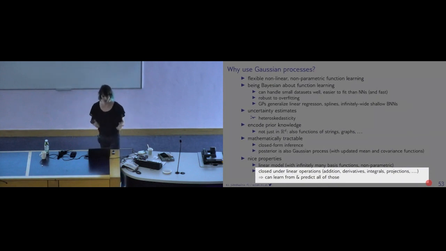Gaussian processes are closed under linear operations, like addition, or taking the gradient of the function that you're trying to model, or integrating it, or projecting it onto some other space. And that means we can both learn from gradient observations and integral observations, and also predict them. There are plenty of use cases where you want to predict the gradient, but you can't actually measure it. So with the GP, you can learn from the function values and predict the gradient, or learn from the gradient and predict the function values. Lots of flexibility.